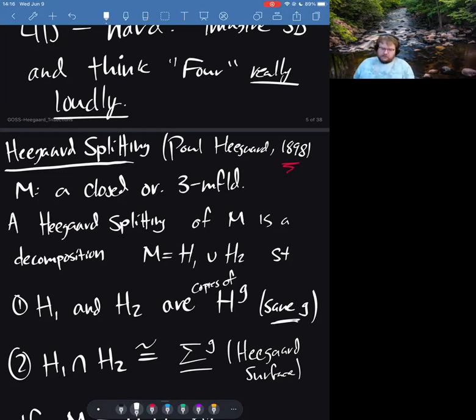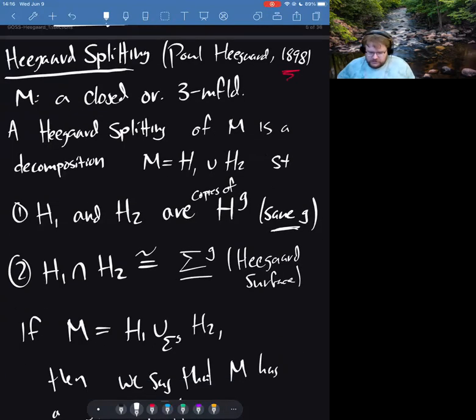So a Heegaard splitting of M is a decomposition of M into two handle bodies, H1 and H2, such that the following two conditions hold. First, H1 and H2 are both copies of the genus g three-dimensional one-handle body. And notably, it's the same g for each of H1 and H2. The second is that these two handle bodies intersect only at their boundary, and their boundary is the entirety of the genus g surface.